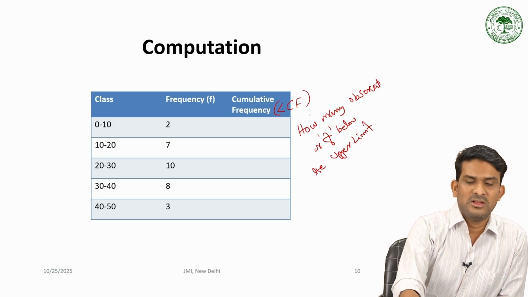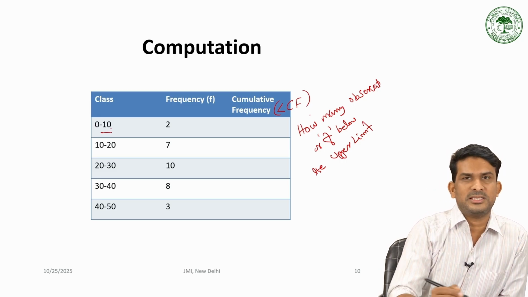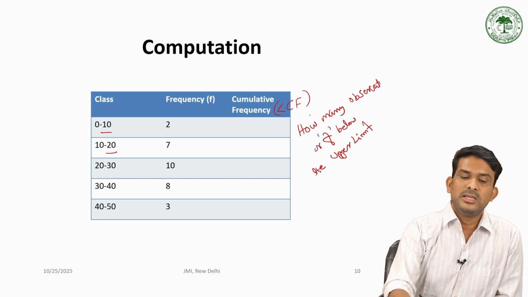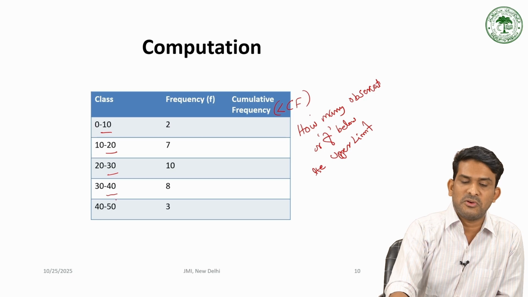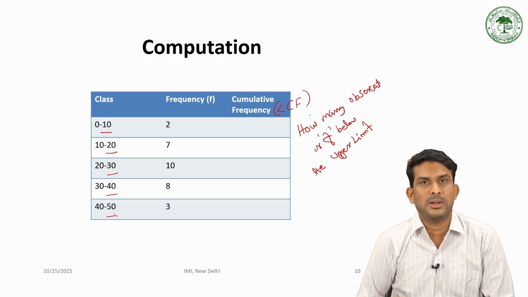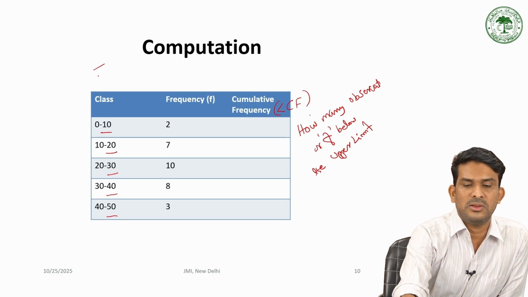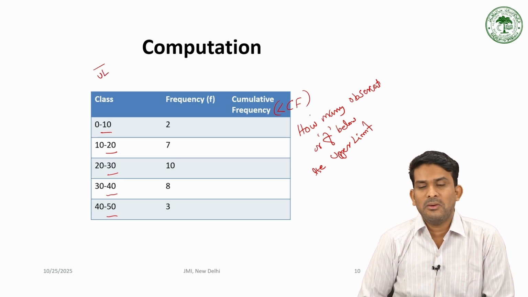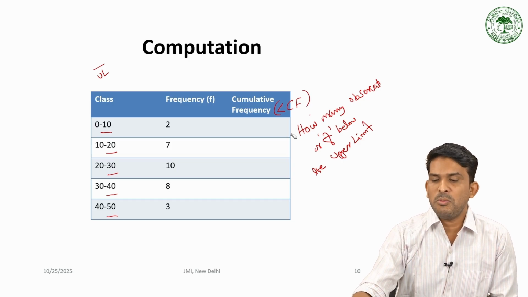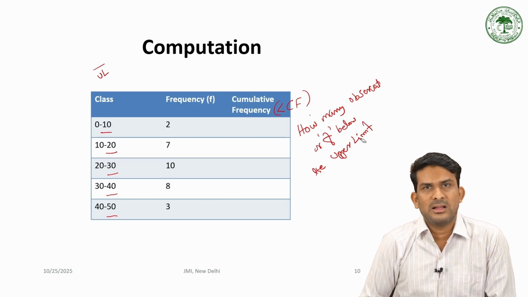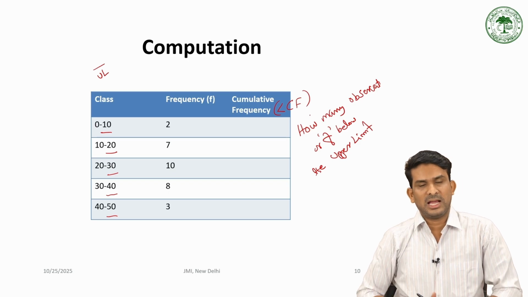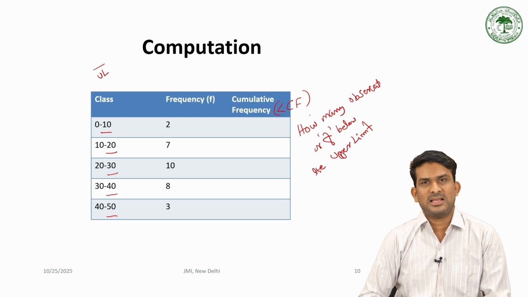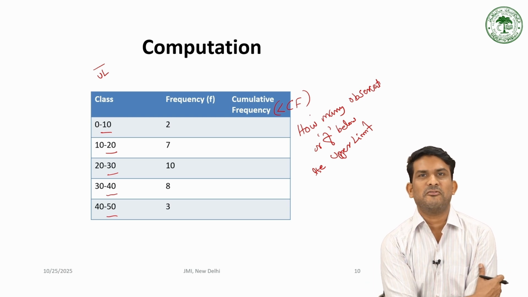What is the upper limit of the first class, 0 to 10? 10 is the upper limit. 20 is the upper limit of this specific class, 10 to 20. 20 to 30, 30. Then here it is 40, and for the last class 50 is the upper limit. Clear? Now, how many observations, or how much frequency, do we have below the upper limit? That is actually the calculation method of cumulative frequency.